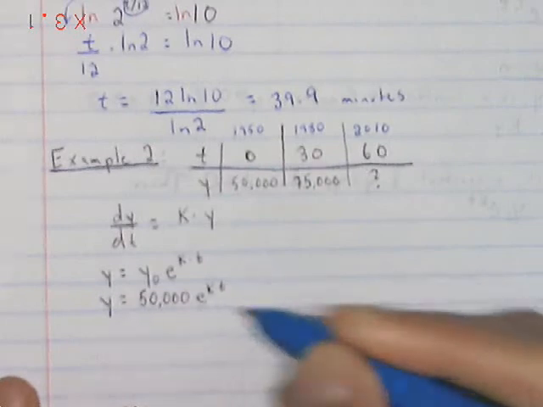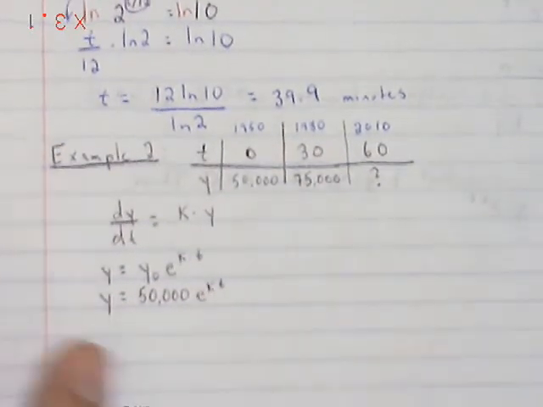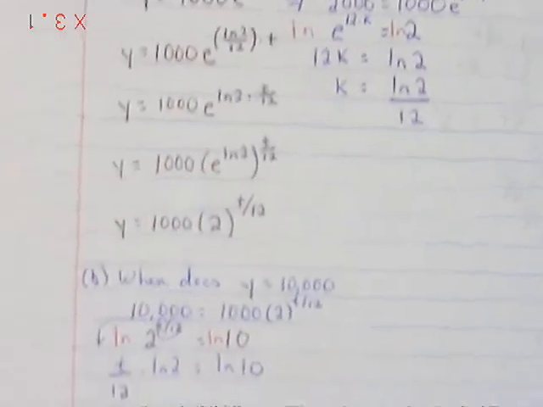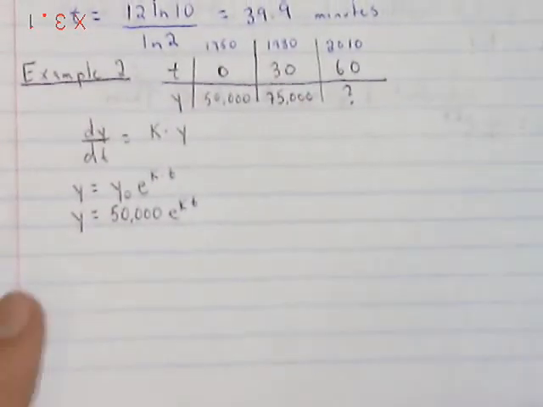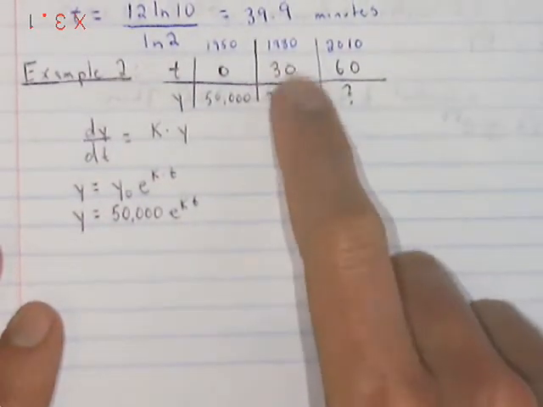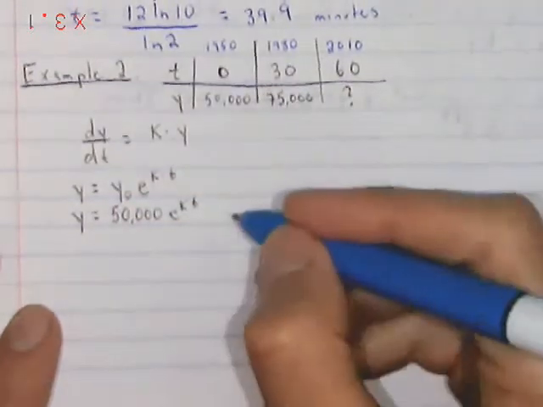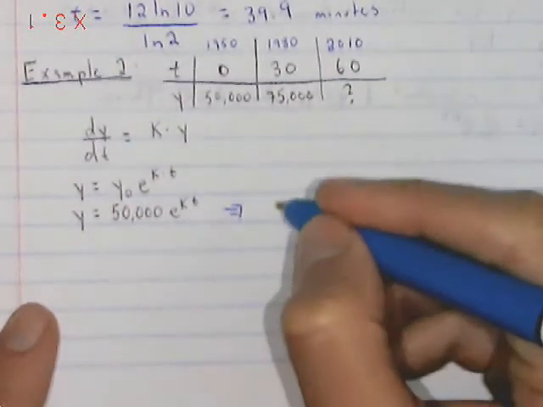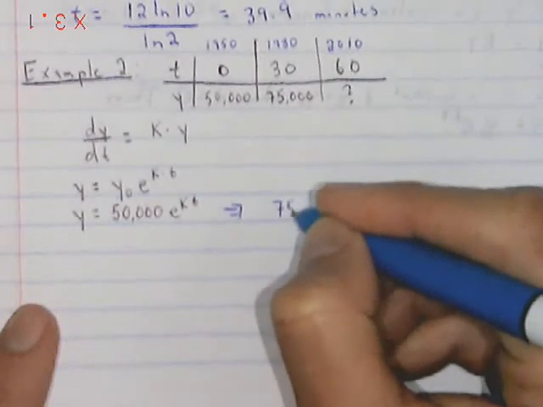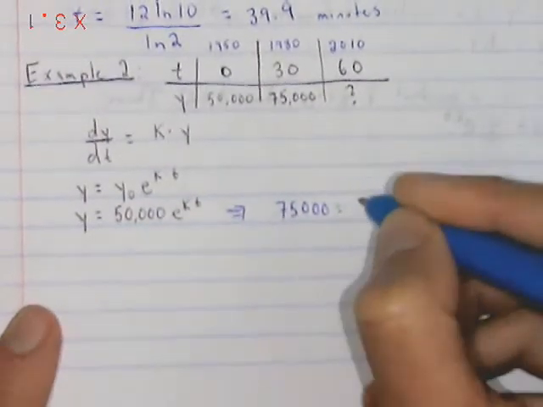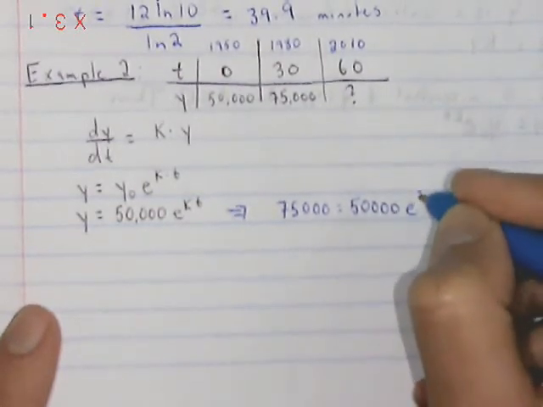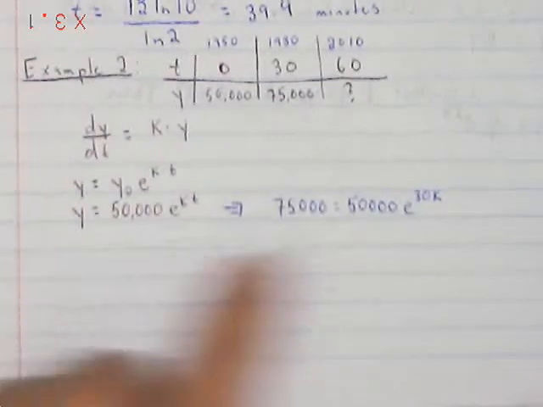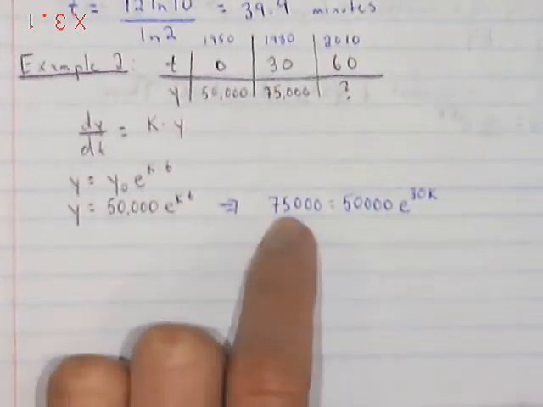And so again, our task is to find what k is, do that magic we did up here, and arrive at a function that we can manipulate. So off to the side, we'll deal with our second boundary condition, that after 30 years we're at 75,000. In other words, 75,000 is equal to 50,000 times e to the 30k. After 30 years, our population is 75,000.